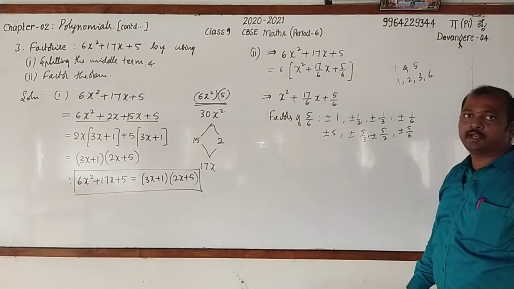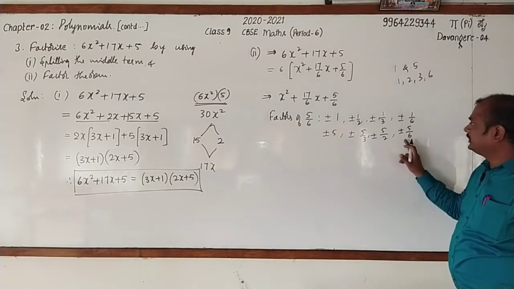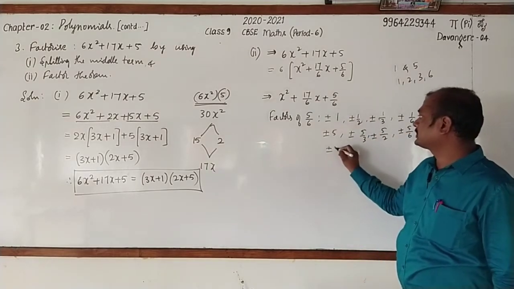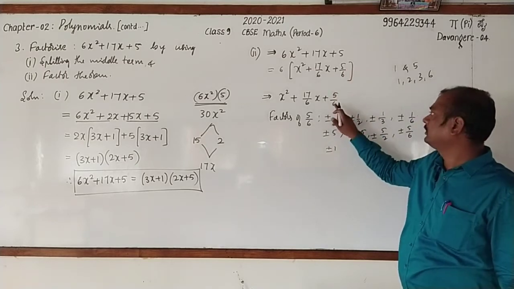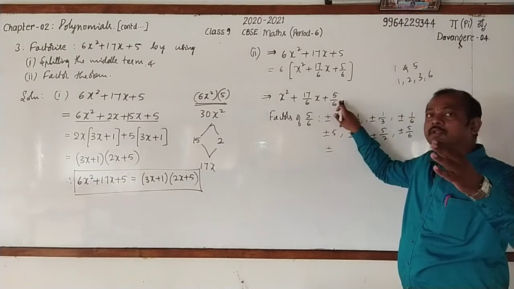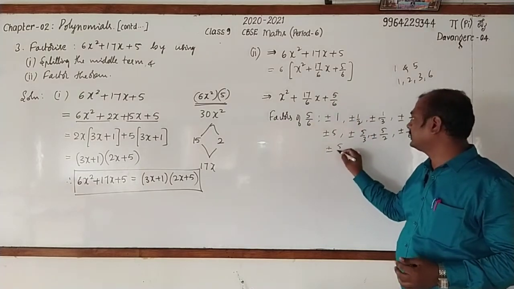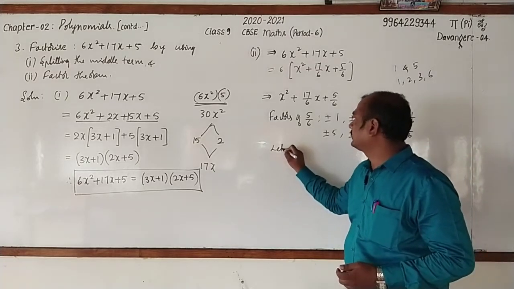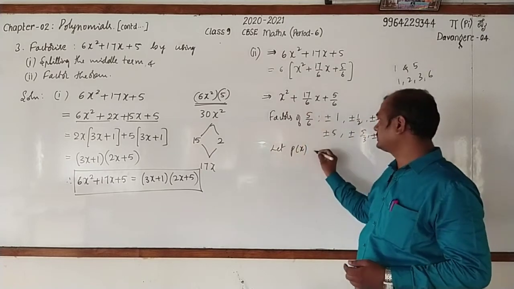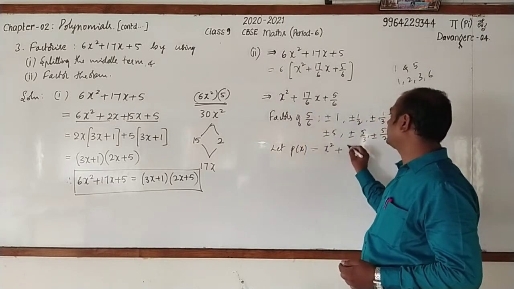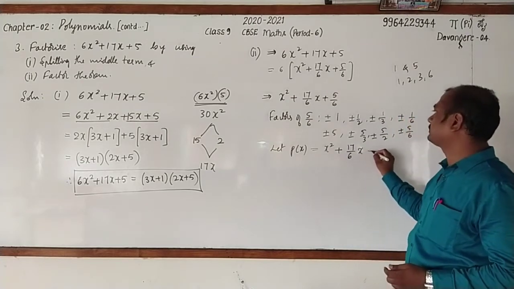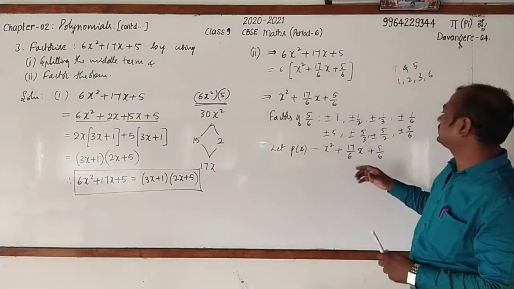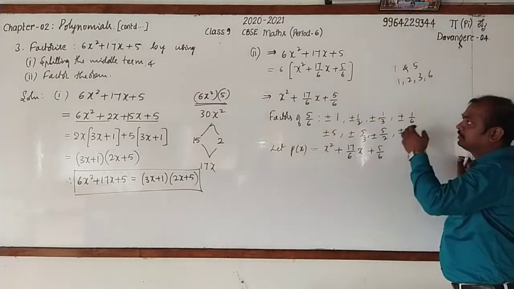Now, let us go for verifying whether any of these numbers are the zeros of this polynomial. And another important point, plus or minus 1 is the factor of every number, and here the number itself is a factor, hence plus or minus 5 by 6. Oh, that has been written here. Now, let me take the given polynomial. This is p of x is equal to x square plus 17 by 6 into x plus 5 by 6. Now, we have to take the numbers to check whether these are zeros or not.